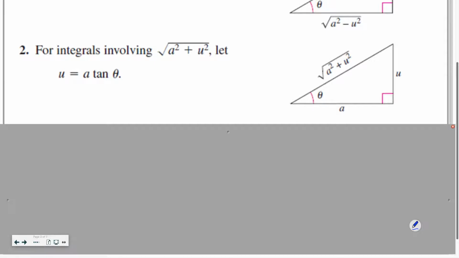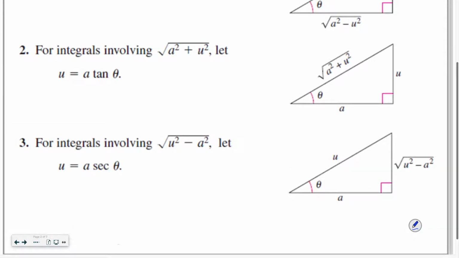Based on the 3 identities I had on the first slide, what's going to be our third type of trig substitution? U squared minus a squared, with the secant.